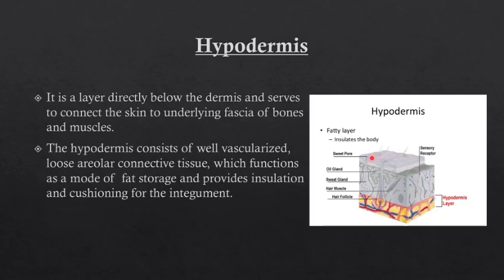Don't get confused, I am explaining again. This is the epidermis layer, the middle region is the dermis, and the bottom layer is the hypodermis. As I discussed first, the epidermis has 5 layers, the dermis has 2 layers. In the hypodermis, no layers.